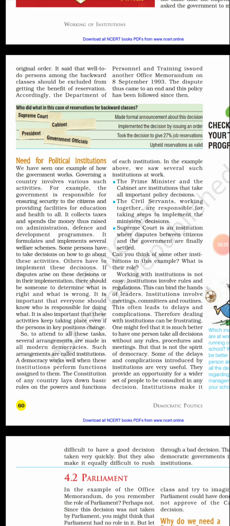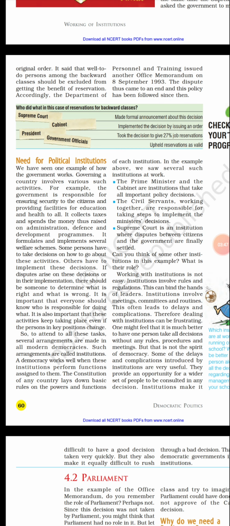So after the decision is taken, okay, there should be someone to determine what is right and what is wrong. It is important that everyone should know who is responsible for doing what. It is also important that these activities keep taking place even if the person in the key position changes.